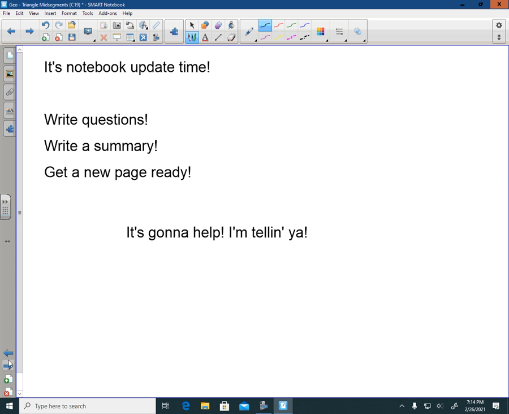All right, so get that notebook going, start a new page, write some questions on your last set of notes, write a summary on the notes before that. If you have them, you might not at this point. I'm telling you, you'll never regret keeping a good notebook. Go ahead and pause and take the 5 minutes that it takes to update your notebook.